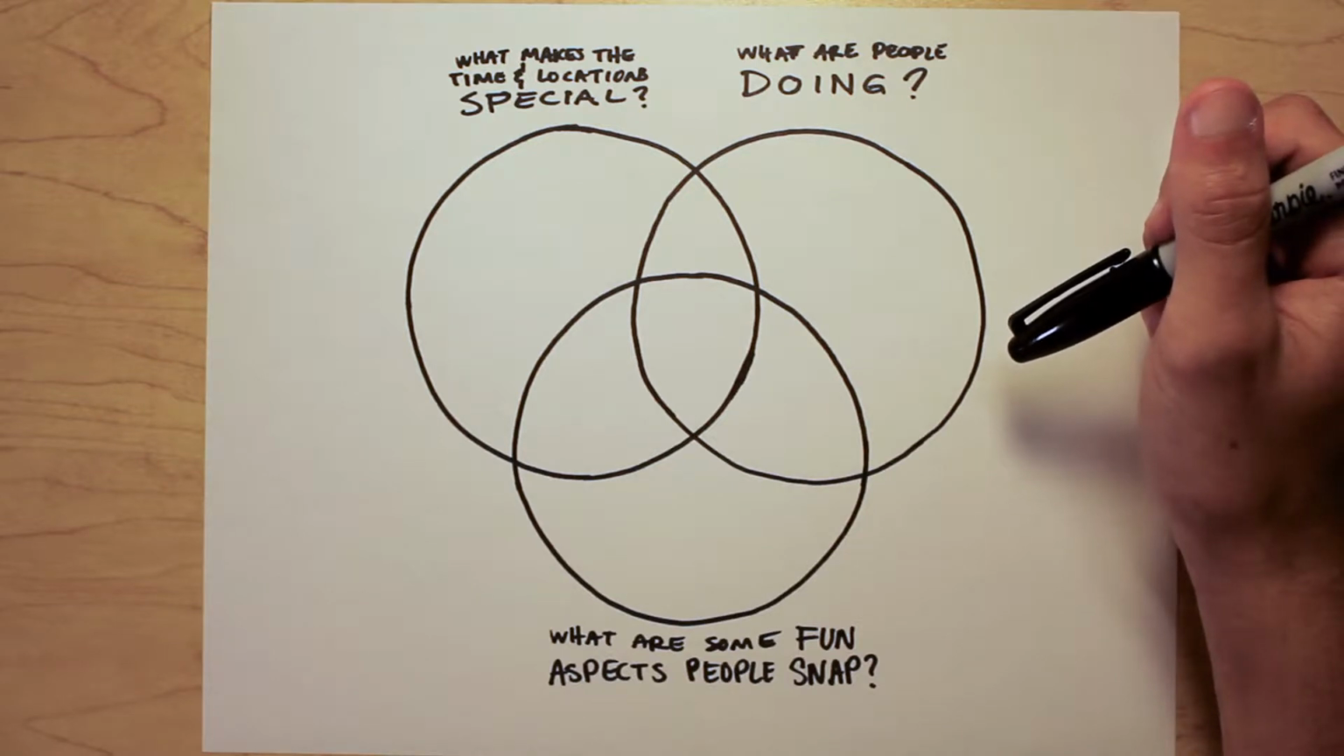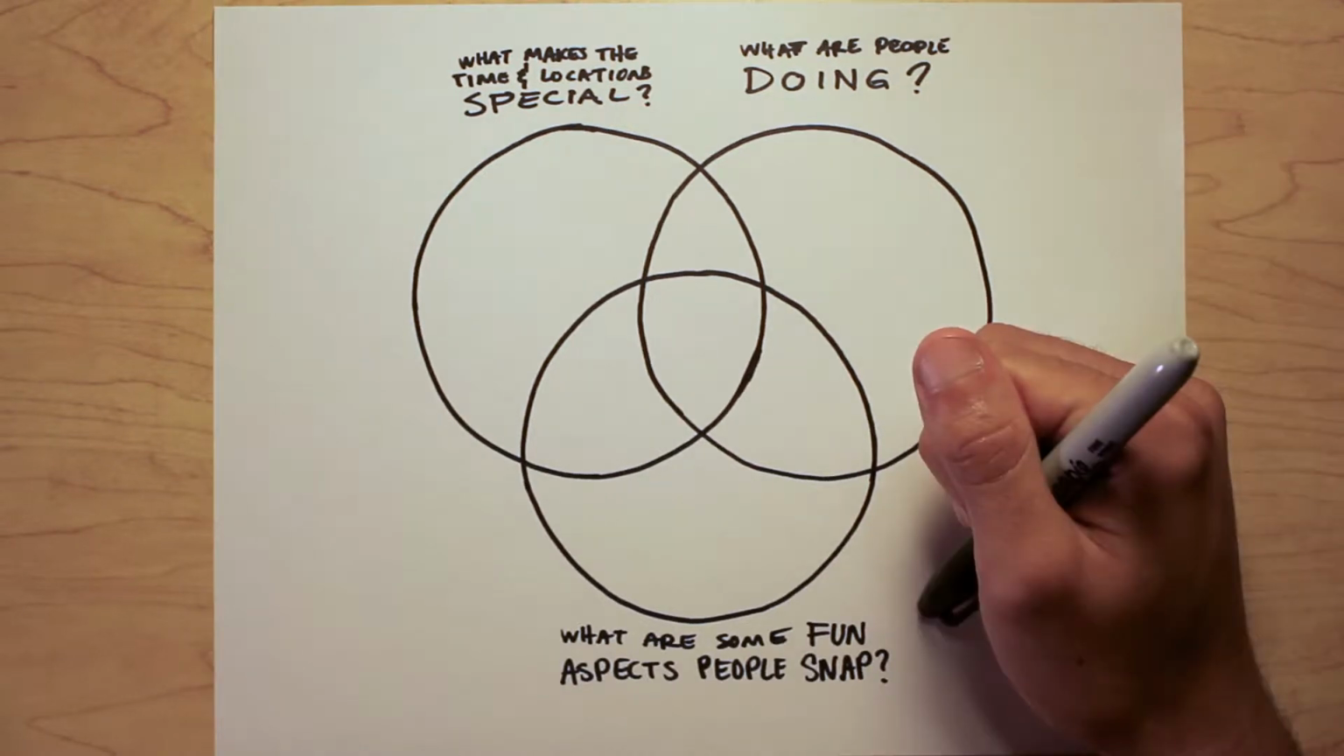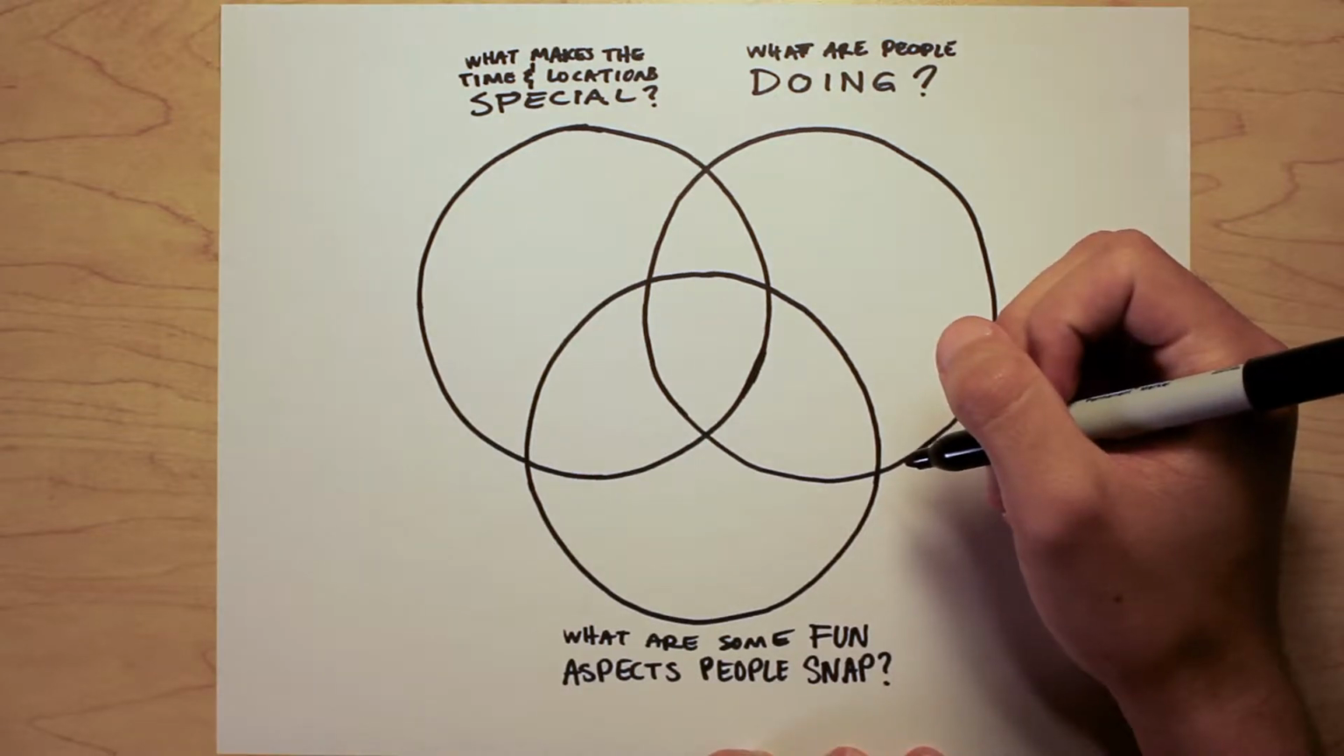Next to consider is what type of people will be there and what will they be doing during that time and location. And lastly, what are some fun aspects that people might snap that are specific to that event? Will it be them taking selfies of them having a good time, or will they be more documenting their surroundings, or maybe a combination of both?